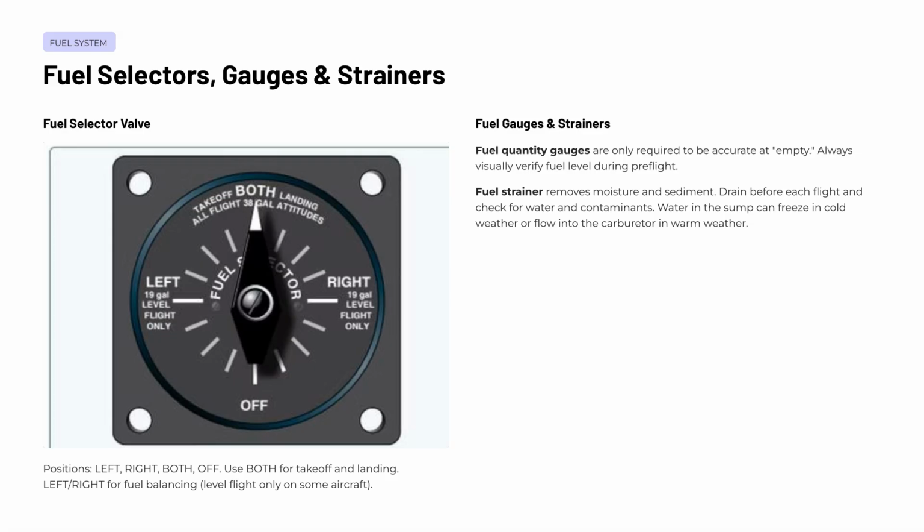The fuel system has several critical components every pilot must understand thoroughly. Starting with the fuel selector valve, most light aircraft have positions for left, right, both, and off. As a general rule, you should always use the both position for takeoff and landing. This ensures maximum fuel availability during the most critical phases of flight. The left and right positions may be used for fuel balancing in level flight, but always check your aircraft's specific procedures, as some aircraft restrict when single tank selection is permitted.